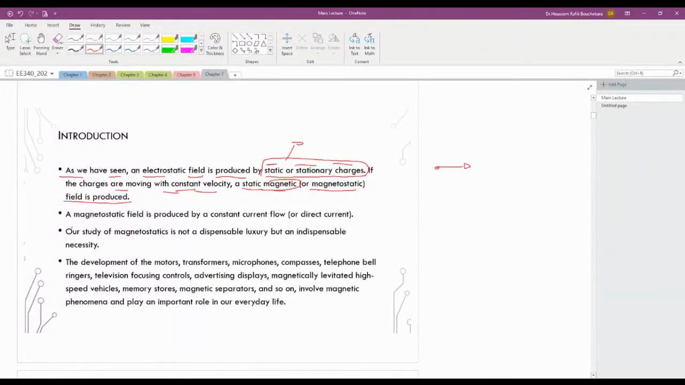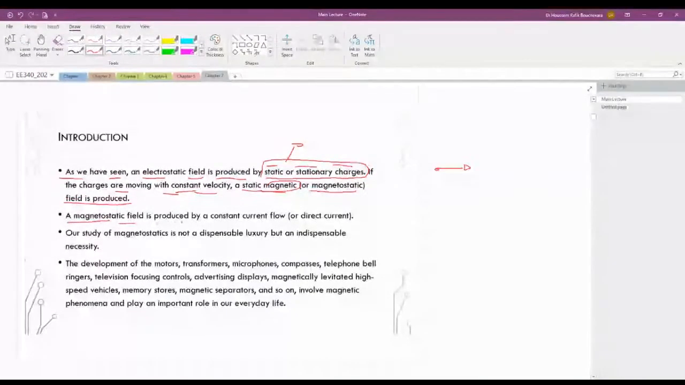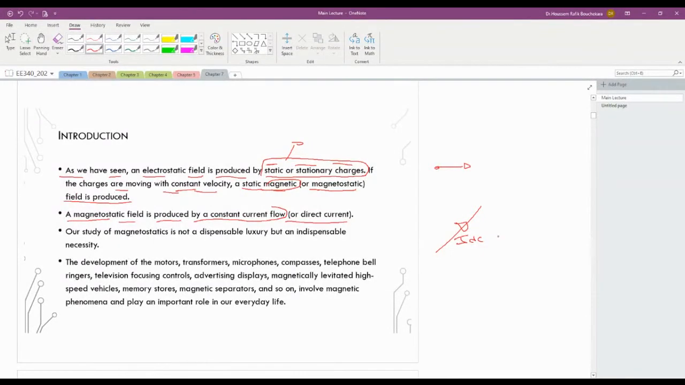Is it clear? A magnetostatic field is produced by a constant current flow, or a direct current. This direct current produces a magnetostatic field, H or B. Our study of magnetostatics is not a dispensable luxury but an indispensable necessity. Studying this chapter is very, very important.